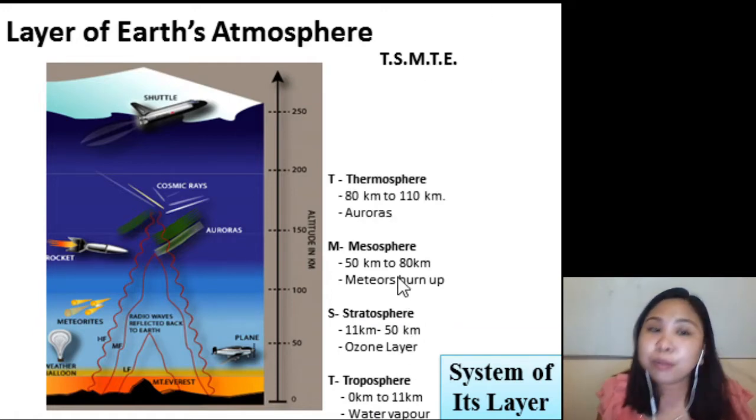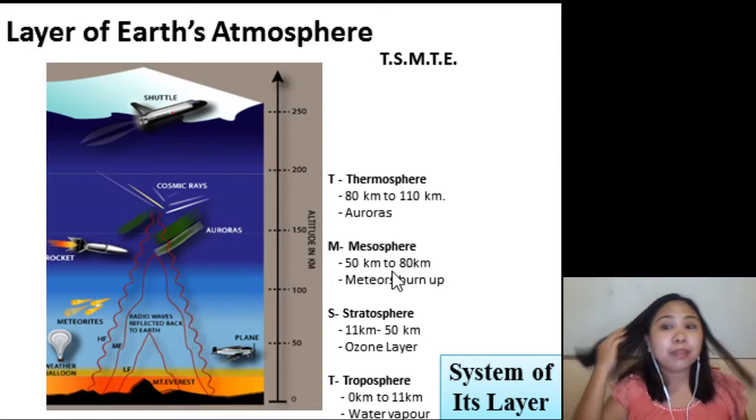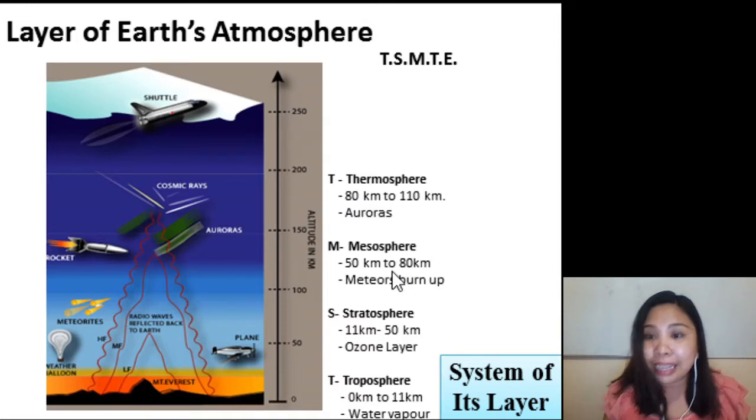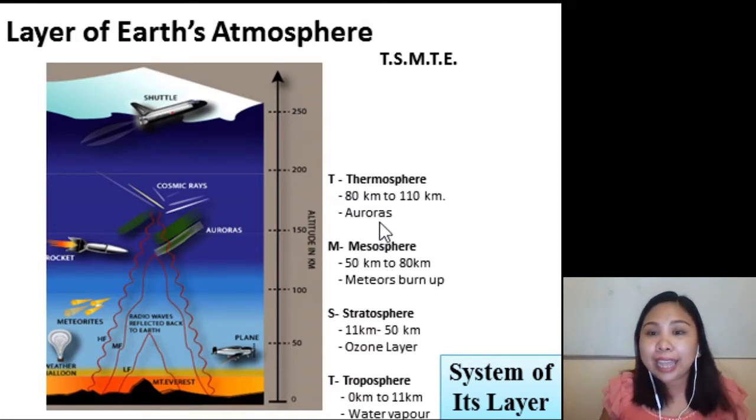So another layer, we have the T, the thermosphere. Meron kayong idea, pag sinabing thermo, there's something to do with thermal or mainit. It extends from 80 kilometers to 110 kilometers.